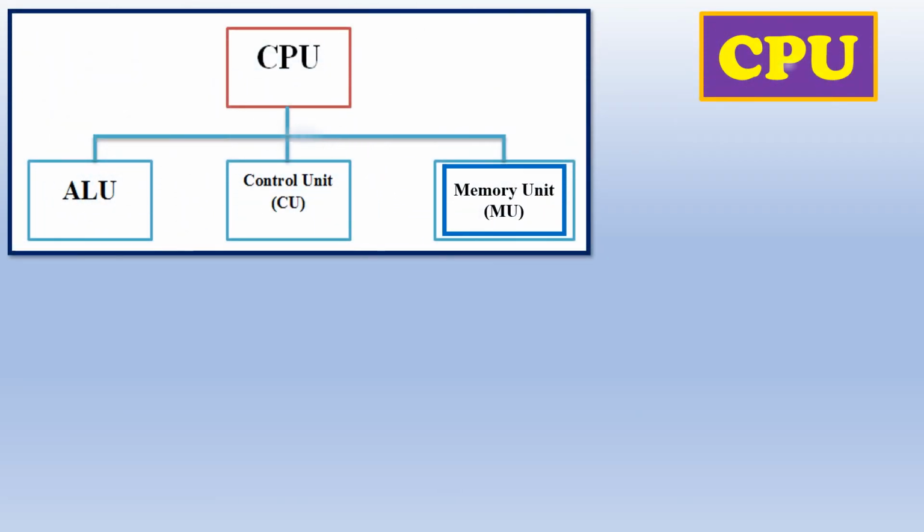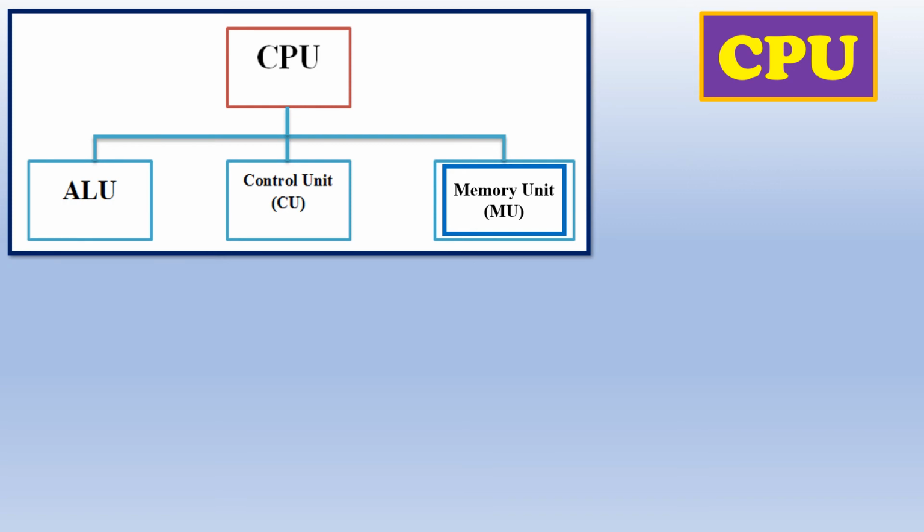The next component is the CPU. CPU stands for Central Processing Unit. CPU is the brain of the computer. It processes all the instructions given to the computer. It does all the calculations and displays the result on the monitor. It also stores a lot of information.